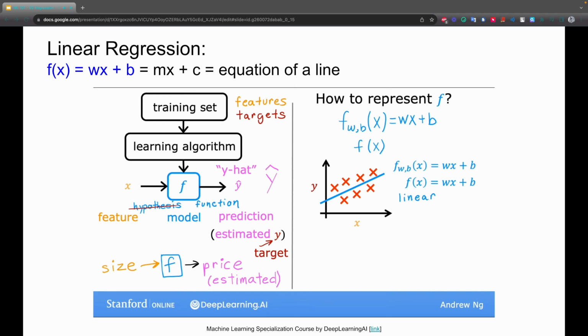Well, sometimes you want to fit more complex nonlinear functions as well, like a curve like this. But since this linear function is relatively simple and easy to work with, let's use a line as a foundation that will eventually help you to get to more complex models that are nonlinear. This particular model is called linear regression.